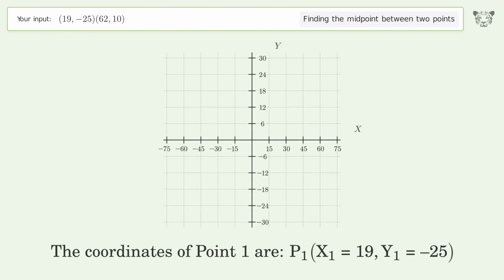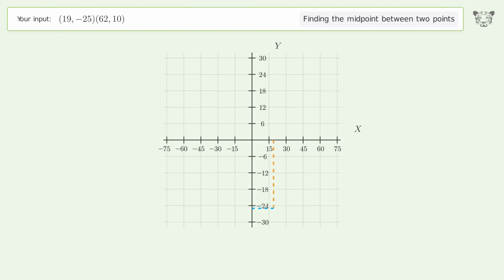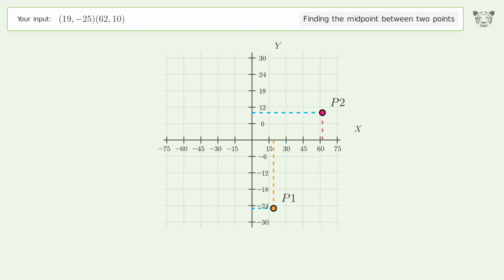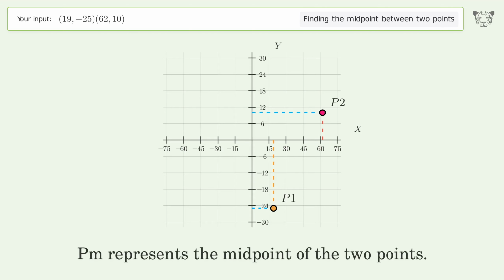The coordinates of point 1 are, x1 equals 19, y1 equals negative 25. The coordinates of point 2 are, x2 equals 62, y2 equals 10. PM represents the midpoint of the 2 points.